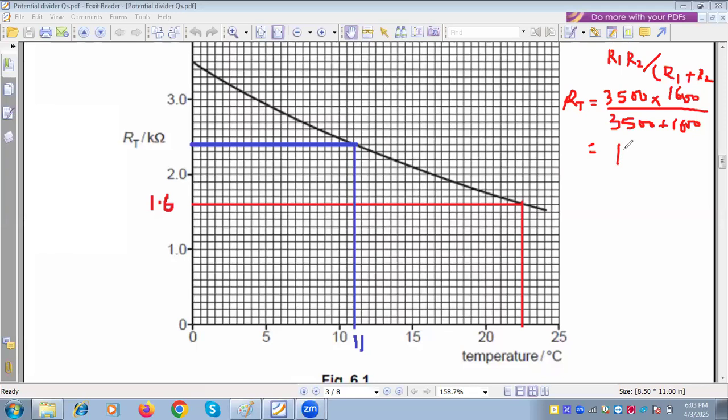The combined resistance, of course, will be smaller than the smallest resistance. That is 1600 is the smallest one. The combined effect is 1600 ohms. Sorry, combined effect is 1100 ohm.